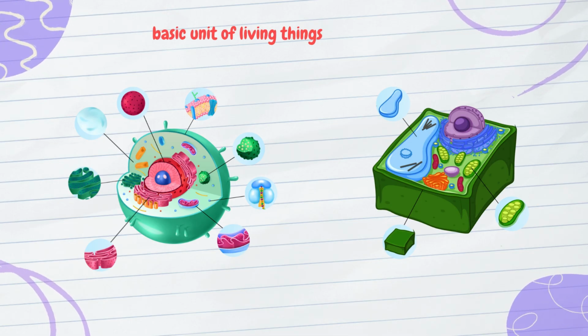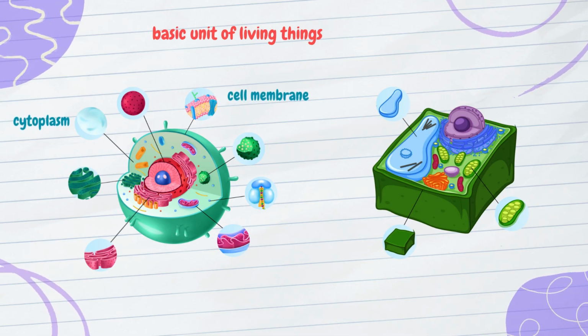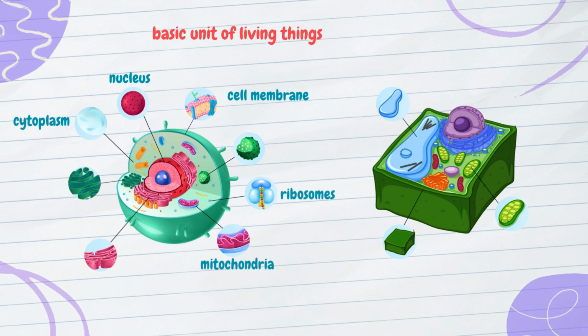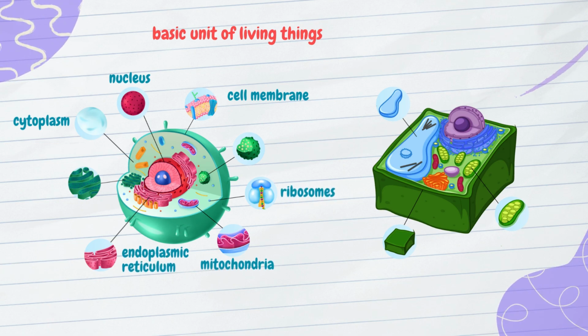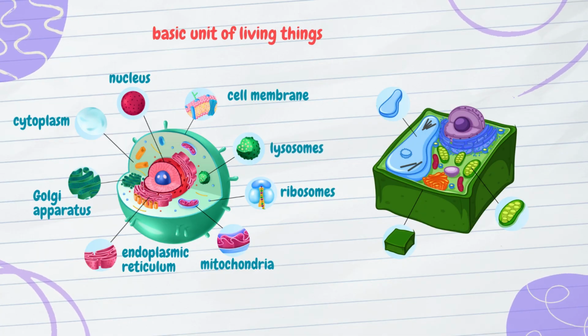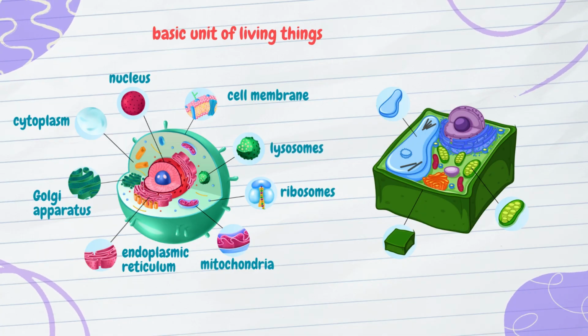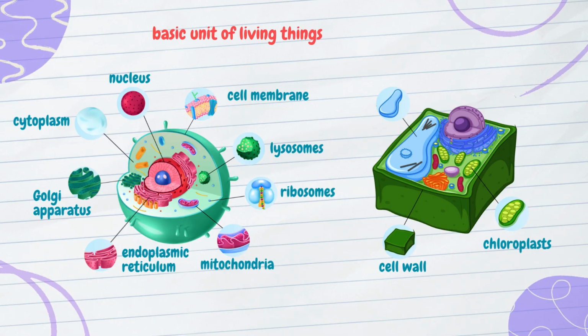Shared organelles include the cell membrane, cytoplasm, nucleus, mitochondria, ribosomes, endoplasmic reticulum, Golgi apparatus, and lysosomes. Plant cells have additional features, namely the cell wall, chloroplasts, and vacuole. Let's start with the cell membrane.